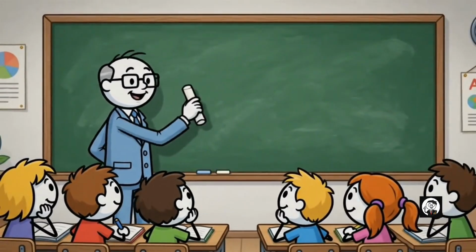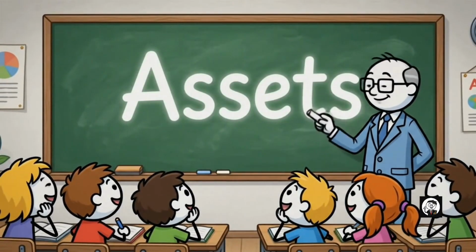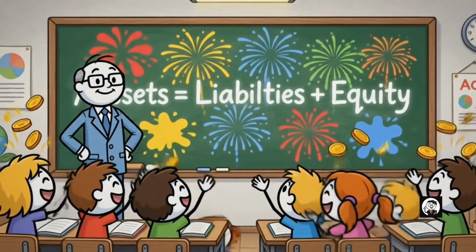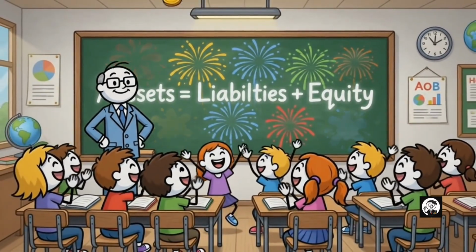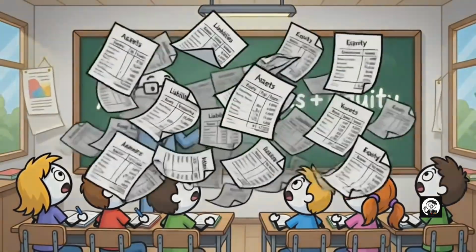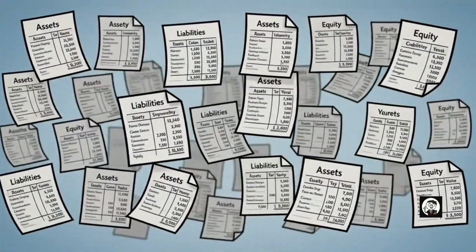And here's the only formula you need to remember. Assets equal liabilities plus equity. That's it. Every balance sheet on Earth follows this rule.